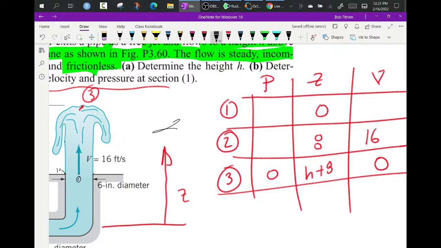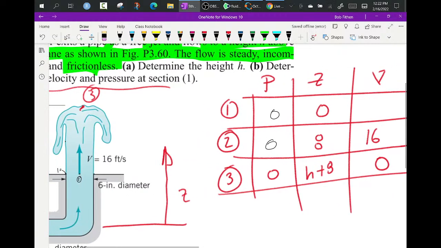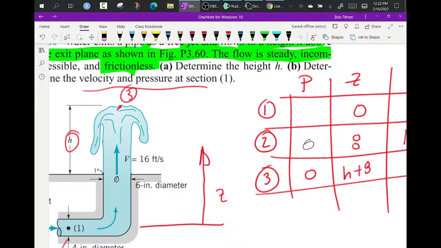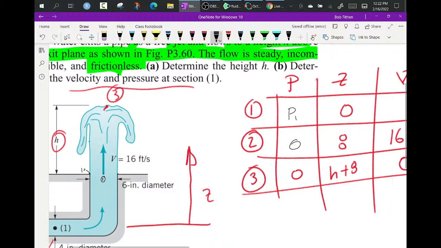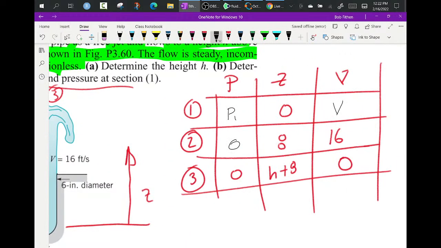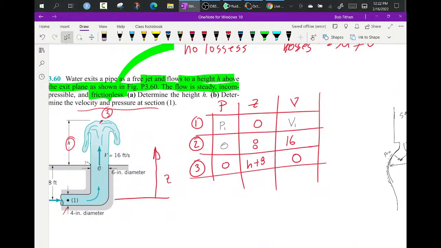Okay, so this is the case, and the pressure at the top is the case. Now, I'm sorry, the pressure down here, we don't know. So we're going to label that P1. We don't know V1. So now, if you look across here, what row do you have if you know everything? This one you don't, this one you don't know everything, and this one you don't know everything. So you have to use this one as the base.